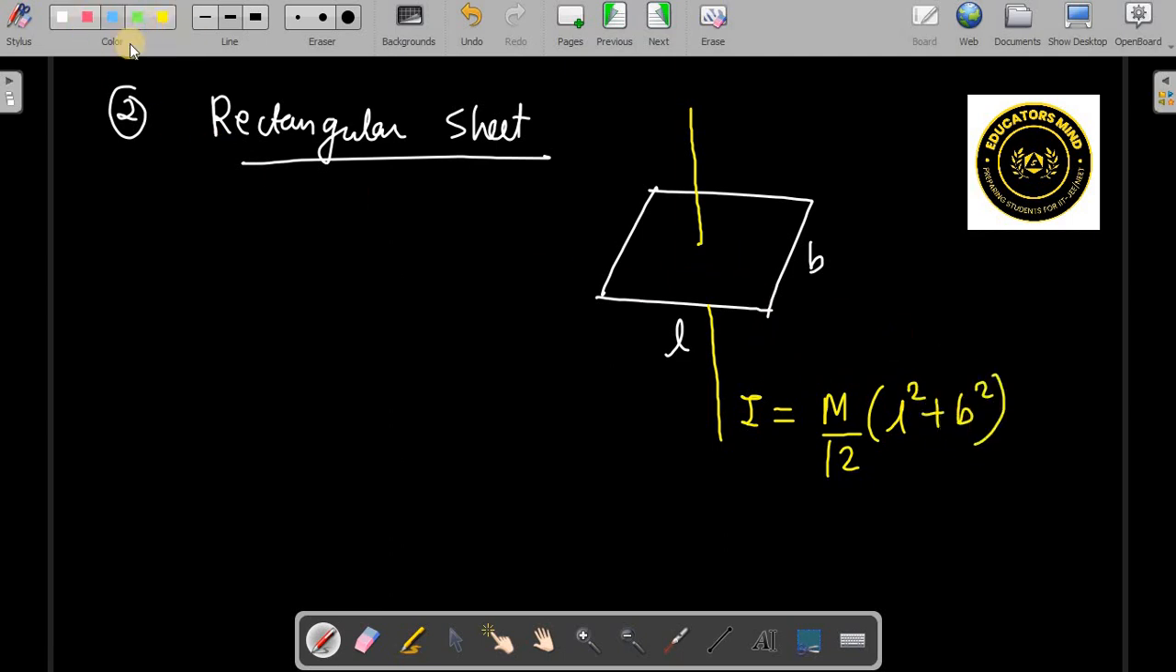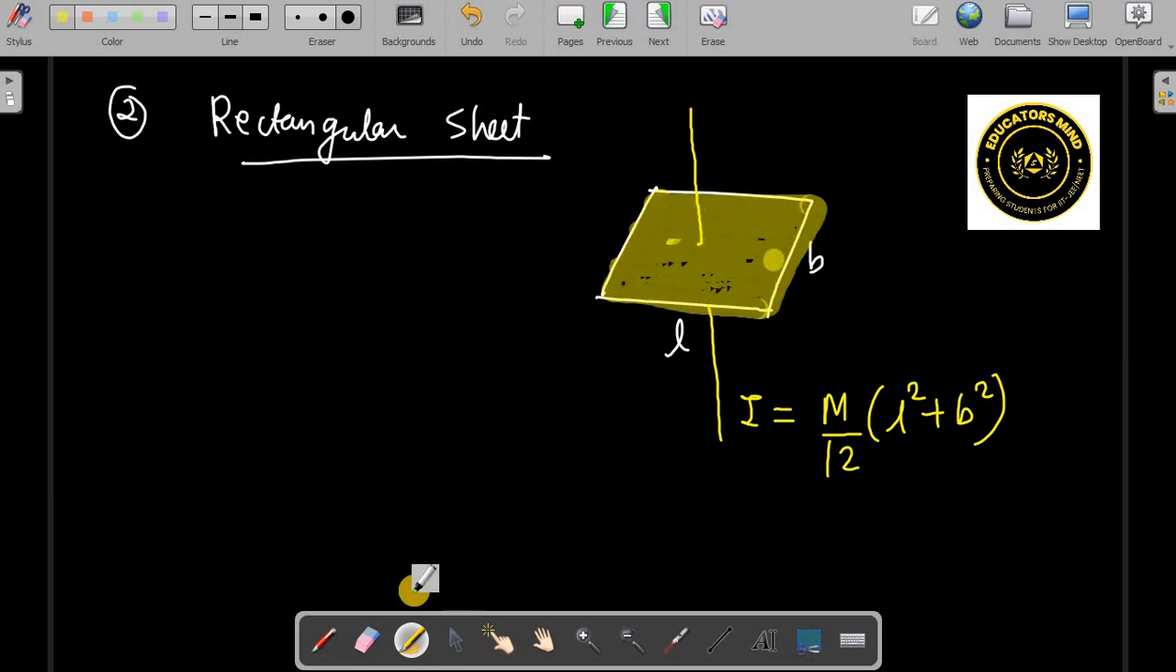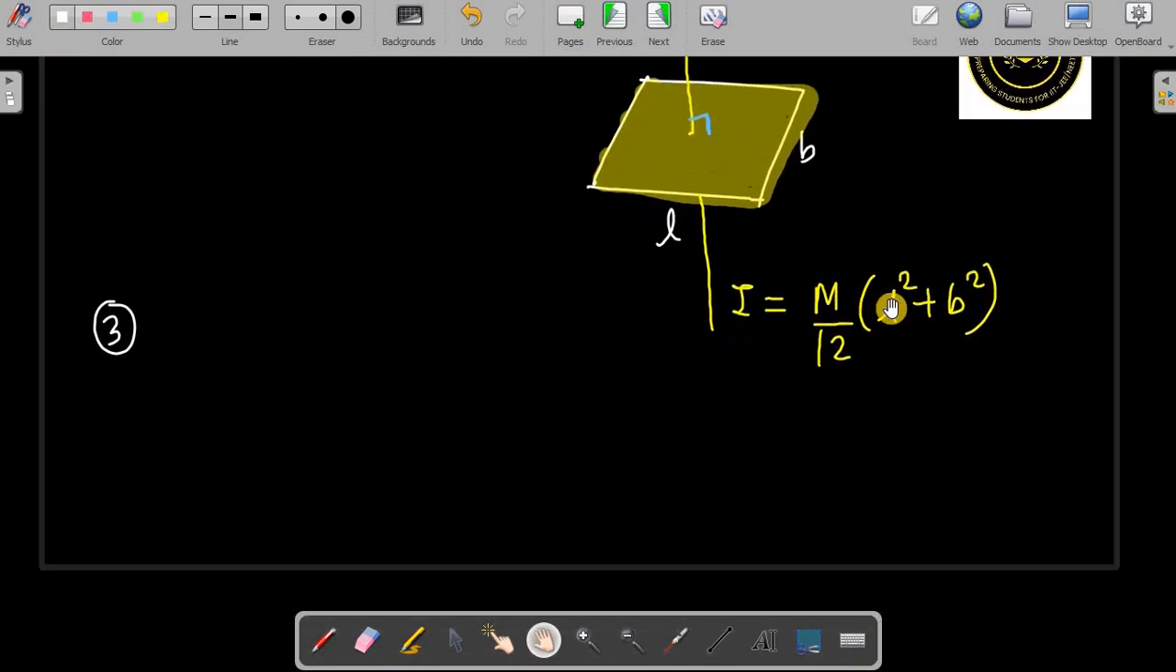Okay, then using the parallel axis and perpendicular axis theorems, you can calculate about any other axis, but this axis you should remember. This is the axis perpendicular to the plane. Then let's note down the other ones. Of course, if it is a square, then it will become m L square by 6. Now consider a disc, and take a ring also.